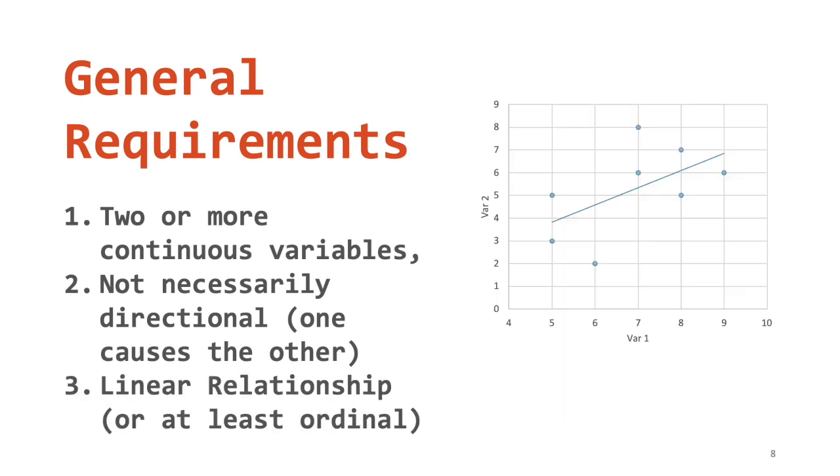And the last thing that we absolutely need is that the relationship needs to be linear, or at least roughly linear, or in other words, ordinal. So if one goes up, the other one goes up, or one goes up, the other one goes down. If it curves a lot, then the correlation is not going to be able to help you. And we'll do some of those examples in class.